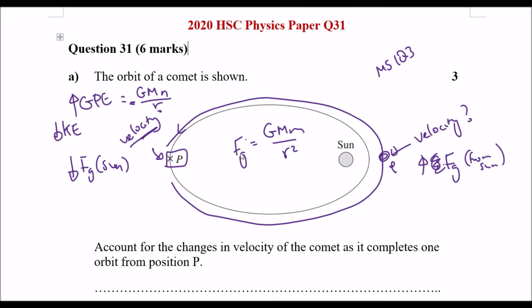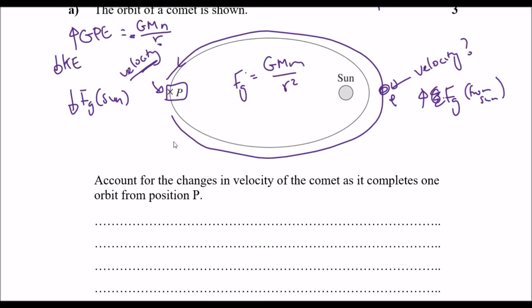You could also explain this in terms of the gravitational force. If the gravitational force is a lot stronger here, that means that the acceleration on the comet would be much faster in this position that I'm highlighting here in comparison to this position on the left here. So that's a couple of ways you can explain it. Let's just try and write it out here.